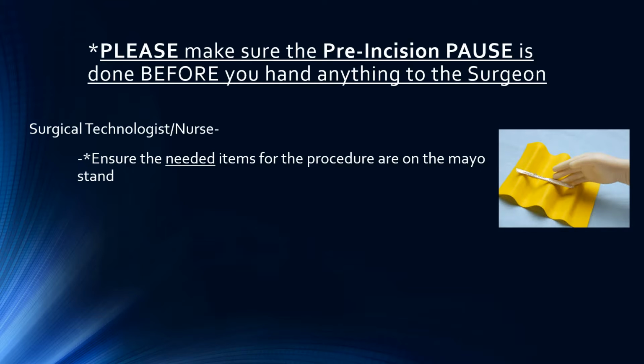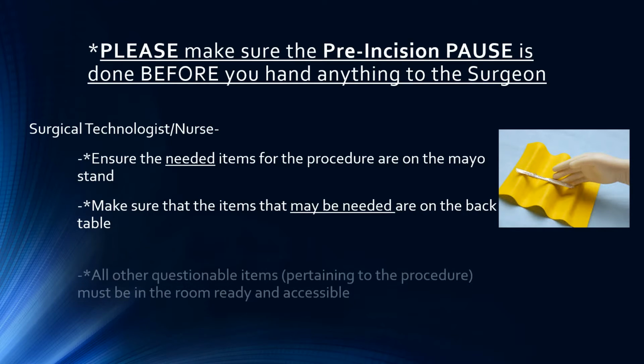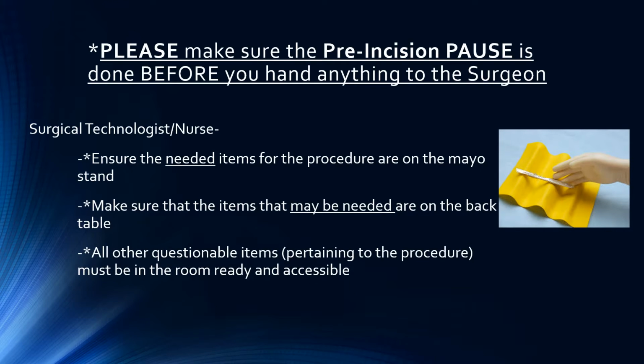The next portion, as a surgical technologist and or nurse, whoever is scrubbed in: make sure that the items you're going to need for the procedure are on the Mayo stand, the ones that are going to be needed more often than not. And there are some items that may be needed. Those can be on your back table, and that all depends on each individual tech, how they work, but this is how I like to work myself. And all other questionable items pertaining to the procedure must be in the room.